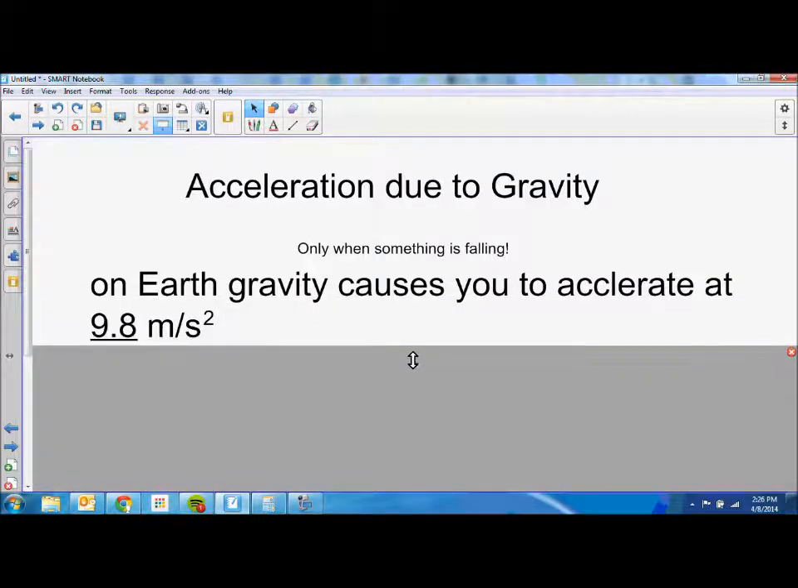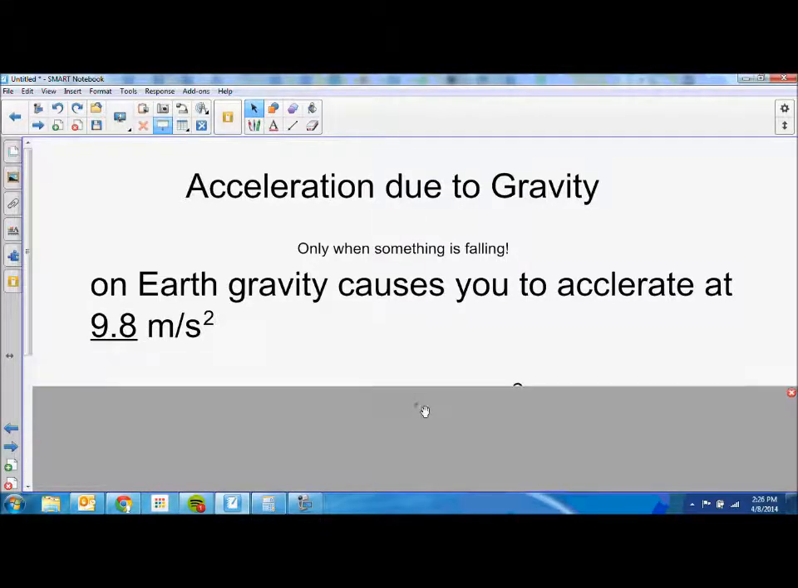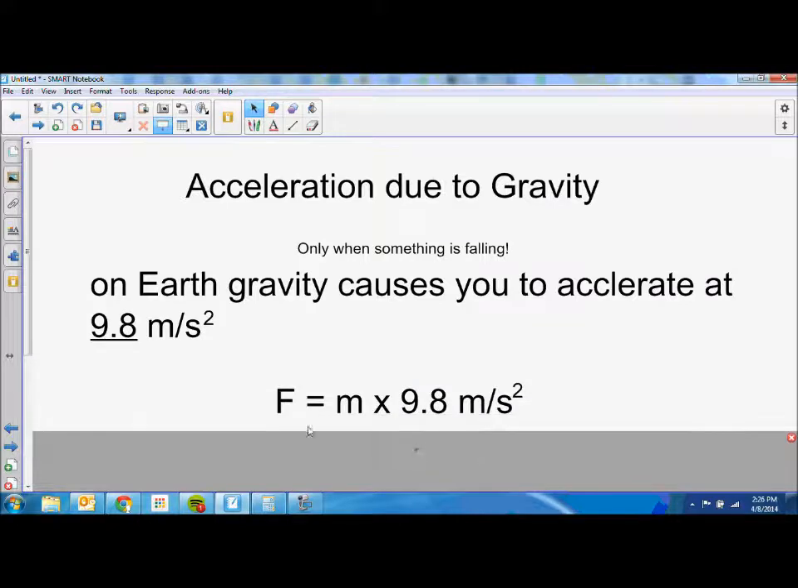On Earth, gravity causes you to accelerate at 9.8 meters per second squared. And yes, that number must be memorized. 9.8 meters per second squared is the acceleration due to gravity. So if we're talking about the force of something falling from a plane or something, we always say force equals mass times acceleration, or force equals mass times 9.8 meters per second squared.